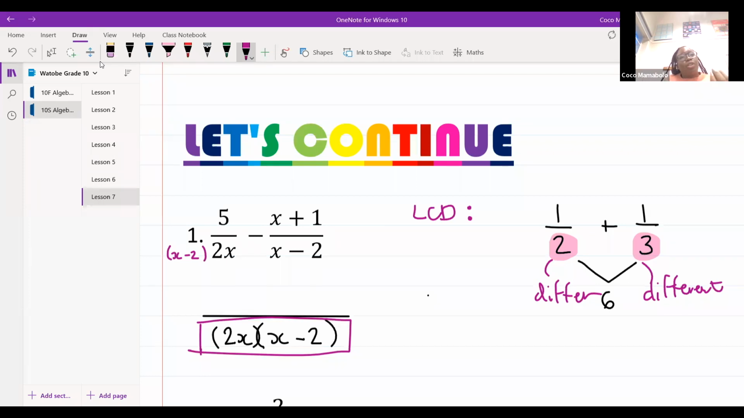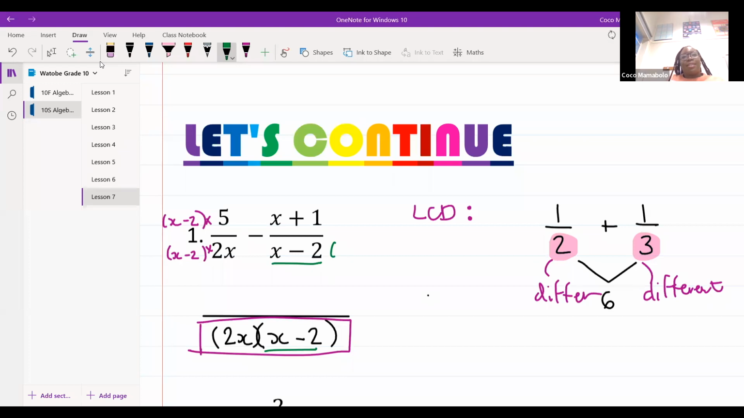And what's missing at the bottom? What I do at the bottom, I must do at the top. So I'm going to multiply the top by x minus 2. Right. Let's look at this side. Over here, I only have x minus 2 of my LCD. What is missing? Thank you, Michael. Michael had that typed in and you just put it in there.